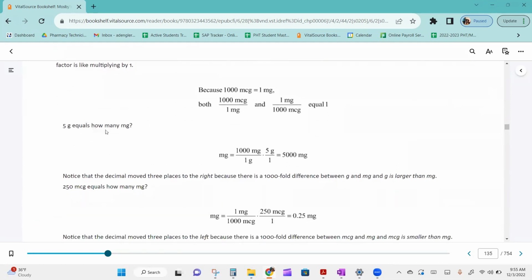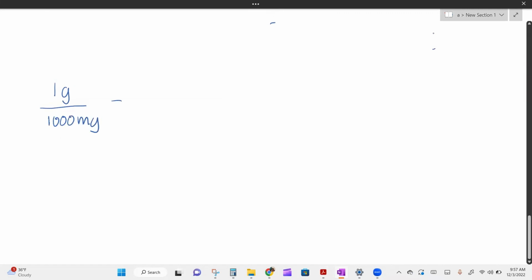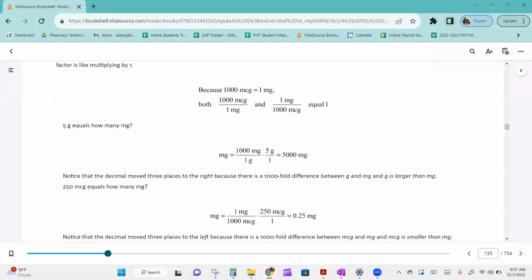So 5 grams equals how many milligrams? Essentially the same way they do it. They have the conversion factor of 1 gram equals 1,000 milligrams. So 1 gram is equal to 1,000 milligrams, and we want to convert, what was it, 5 grams?